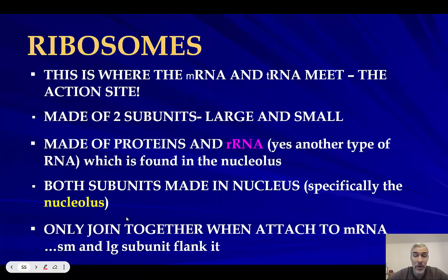So ribosomes are where the mRNA and tRNA meet. This is the action site. They're the chef. There's a large and a small subunit that come together, and they're made of both proteins and rRNA. So there's another type of RNA.